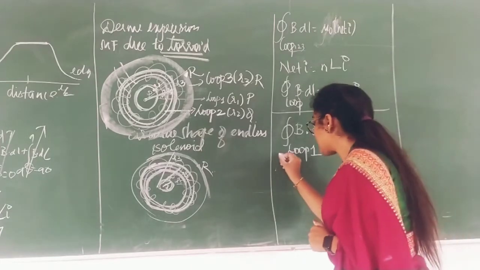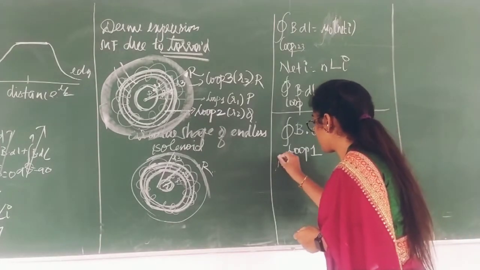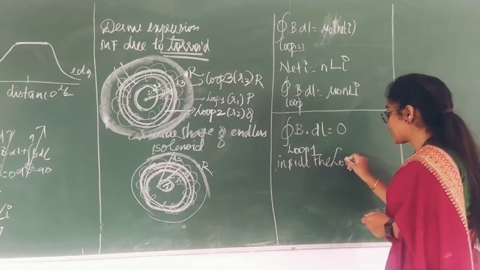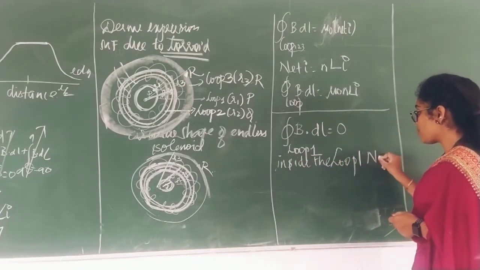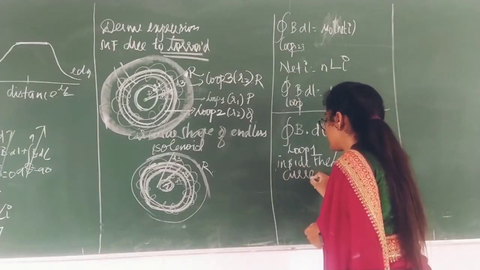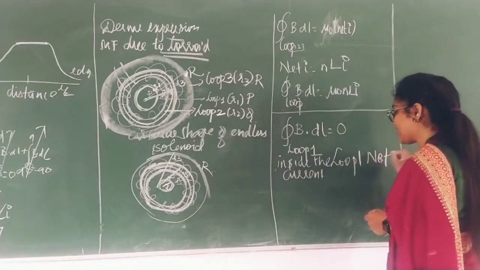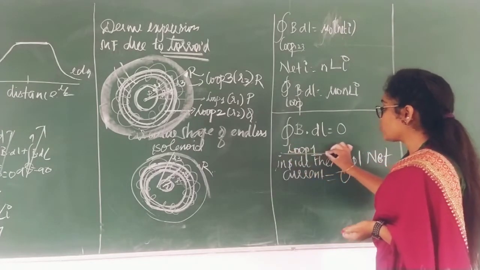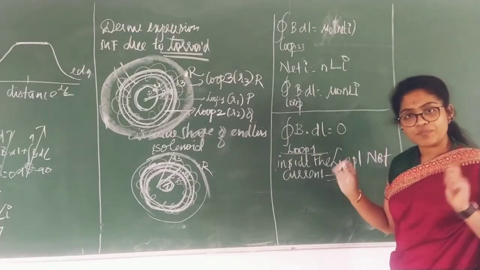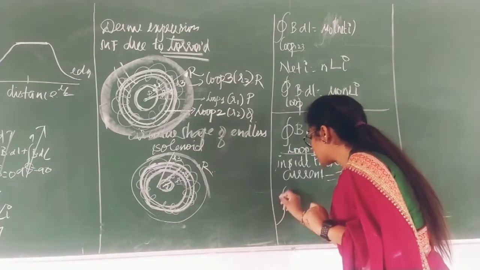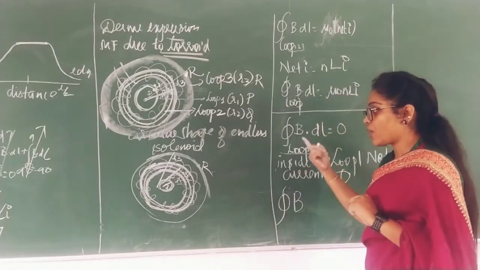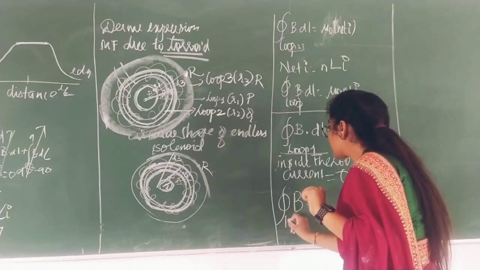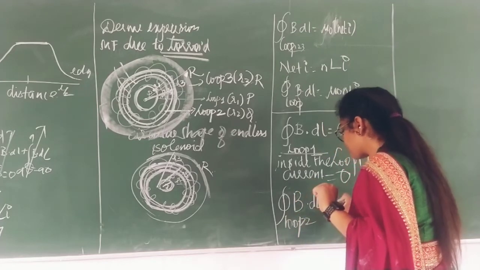Why? Inside loop 1, there is no current, or I can say net current is 0. Therefore, my loop 1 value becomes 0. Fine. Next, I will consider loop 3. First I will consider inside, outside, then I will come to the loop 2 point. B dot dl, this I will consider for loop 2.